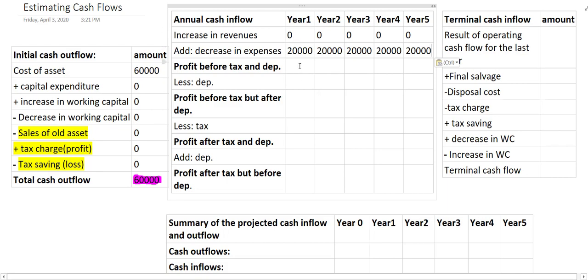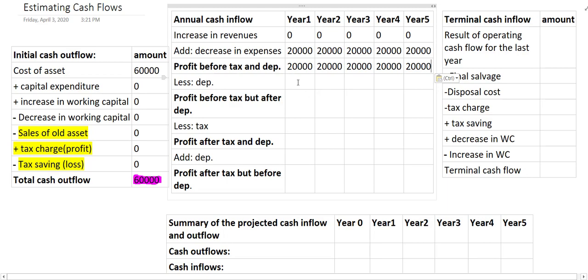But now find out the result. 0 plus 20, of course, it is 20, right? So mention 20 for this one, 20 for this one, 20 for this one, 20 for this one, and the last one, 20 for this one. Why? Because increase in revenue plus decrease in expenses: 0 plus 20, it becomes equal to 20. So what do we call this one? Profit before tax and depreciation. Now, from this one, minus the amount of depreciation.